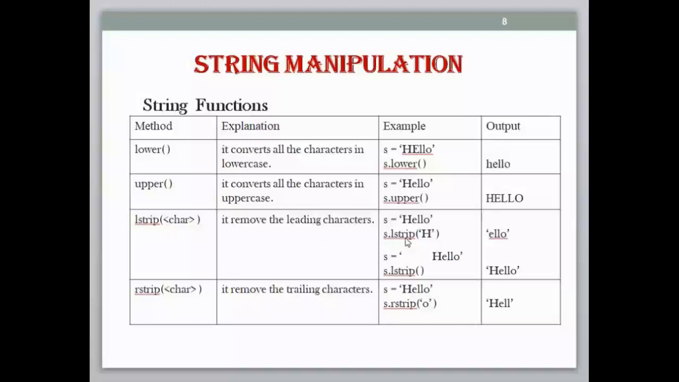So if you apply lstrip on this string and you say H, it will remove H from the left side. And suppose you have some gap before the string and you apply lstrip, it will remove the blanks. Rstrip removes the trailing characters. So if you use rstrip, it will remove whichever rightmost character there is.